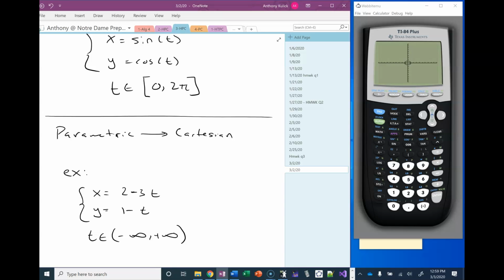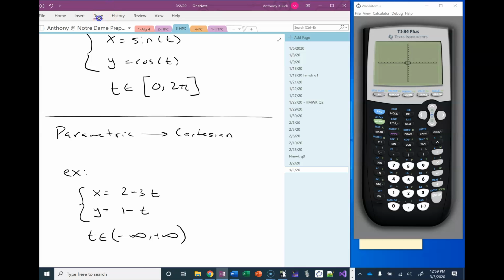So my goal here is going to be to eliminate the t from this parametric function. Is everybody okay with that plan? So how do you suppose I'm going to eliminate the t? I'm going to solve one of the two equations in terms of t, and then substitute it into the other one. That'll give me one equation in terms of just x and y. Everybody's okay with that plan?